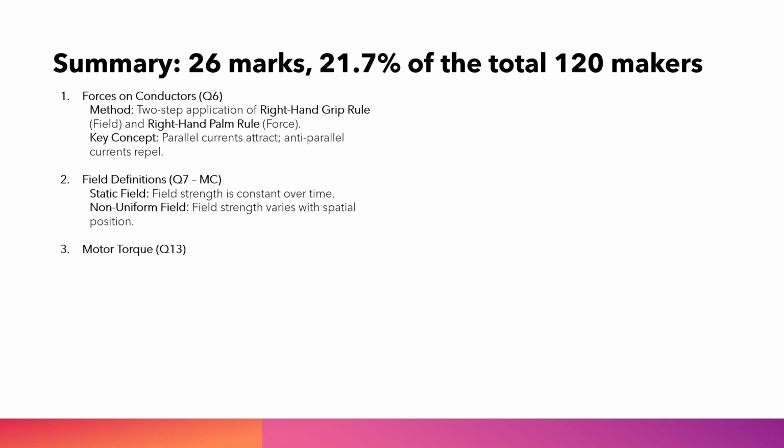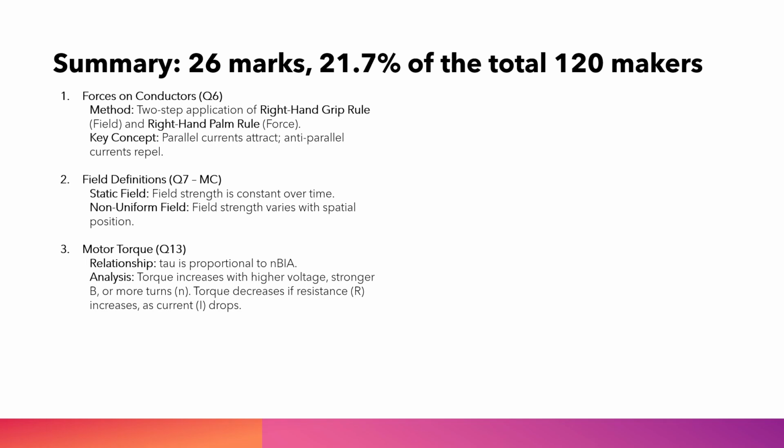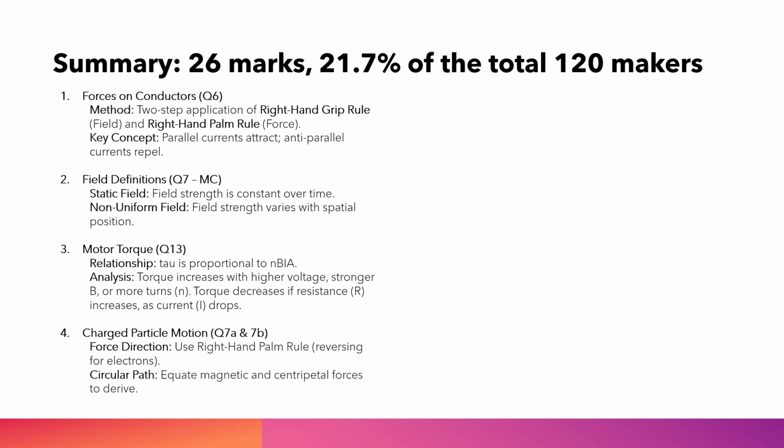3. Motor torque, Q13. Relationship. Tau is proportional to NBIA. Analysis. Torque increases with higher voltage, stronger B, or more turns, N. Torque decreases if resistance, R, increases, as current, I, drops. 4. Charged particle motion, Q7A and 7B. Force direction. Use right-hand palm rule, reversing for electrons. Circular path. Equate magnetic and centripetal forces to derive.